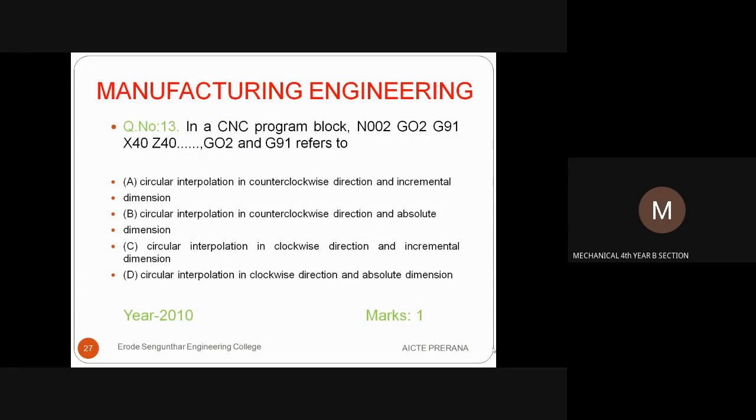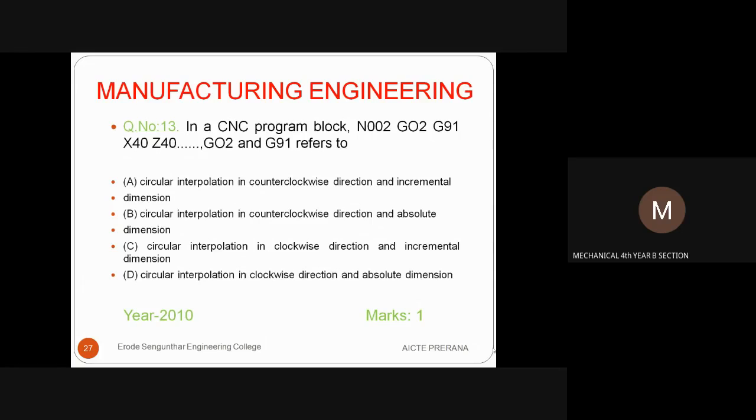Coming to the 13th question, it comes under manufacturing technology 2. Unit number 5 is what CNC programming is all about. So it is a CNC programming question. In a CNC machine program block, N002, G02, G91, X40, Z40, and it goes on, where G02 and G91 refer to what? They are asking about only G02 and G91.